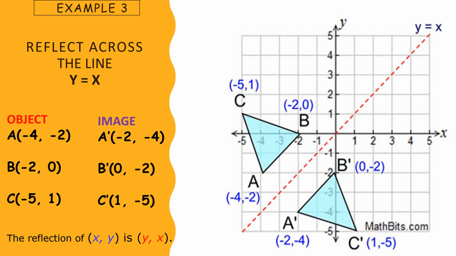So when you graph the image and the object, you have this. You have negative 4, comma negative 2 for point A, negative 2, comma 0 for point B, negative 5, comma 1 for point C. Those are the three vertices. And for the image as well, you have the same thing on the other side.